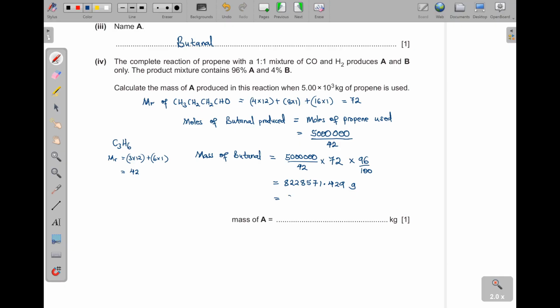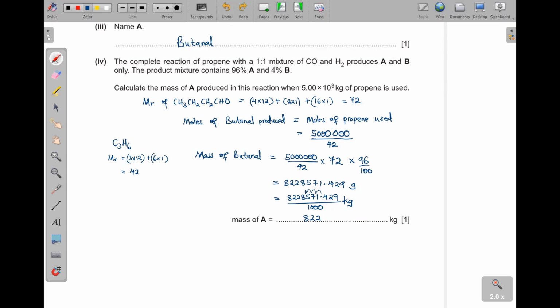So this one will be 8228571.429 divided by 1,000. Then it becomes kilograms. Then here we are going to move 1, 2, 3. So it will come there. And then we have 8, then 2, 2, 8, then 0.57 and the rest of those values. But if I write to, let's say, 4 significant figures, I can write 8229.